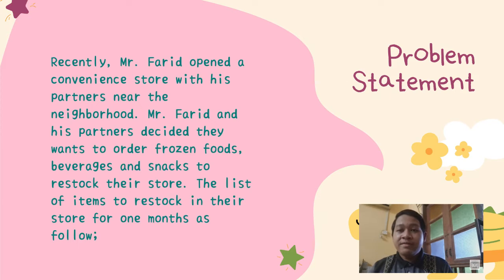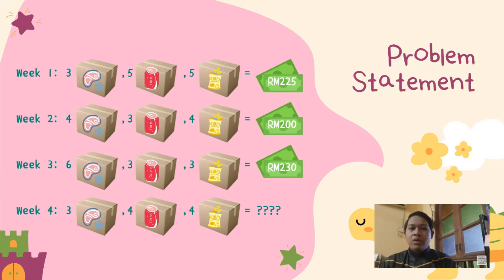The problem statement is: Mr. Farid recently opened a convenience store with his partner. They ordered some frozen food, beverages and snacks to restock their store. The list of items for 1 month is as follows. Week 1, they ordered 3 boxes of frozen food, 5 boxes of beverage, 5 boxes of snacks with a total of 225 ringgit. For week 2, they spent 200 ringgit Malaysia to buy 4 boxes of frozen food, 3 boxes of beverage and 4 boxes of snacks. Week 3, 230 ringgit Malaysia was spent to buy 6 boxes of frozen food and 3 boxes each of beverage and snacks.